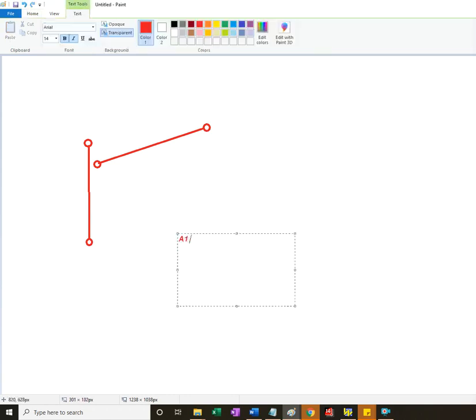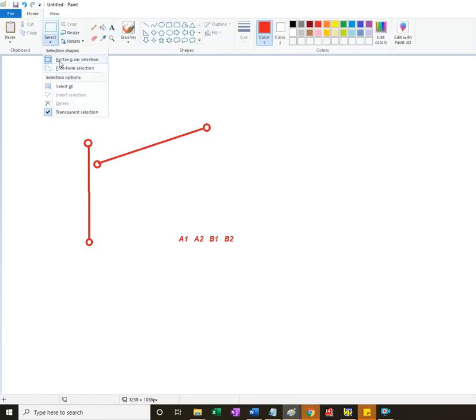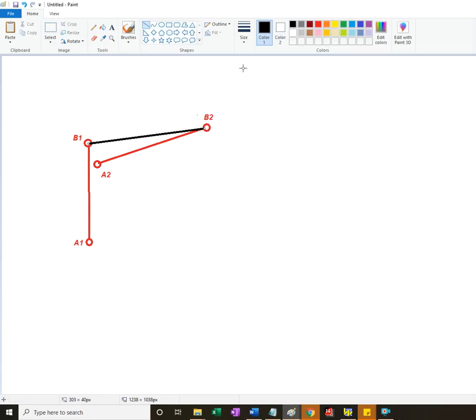I have A1, A2, I have B1, I have B2, and A1, A2, and then B1 and B2. How do I get a 4-bar? Well, changing colors, and you just connect, could be a thinner line, you connect B1, B2, A1, A2.